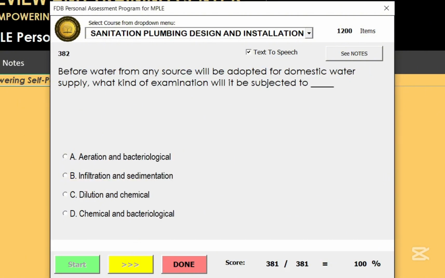Before water from any source will be adopted for domestic water supply, what kind of examination will it be subjected to, blank? A. Aeration and bacteriological. B. Infiltration and sedimentation. C. Dilution and chemical. D. Chemical and bacteriological. Please pick your choice.